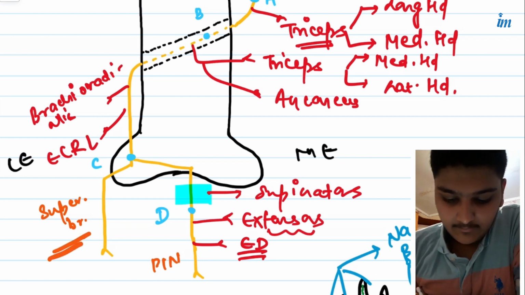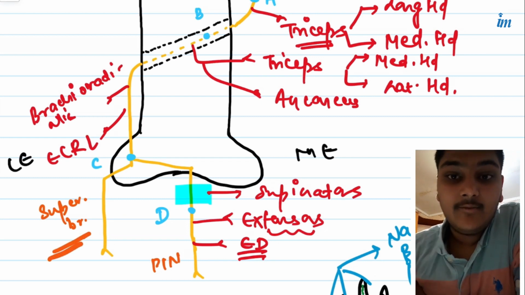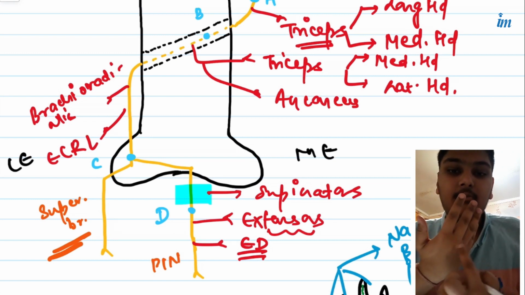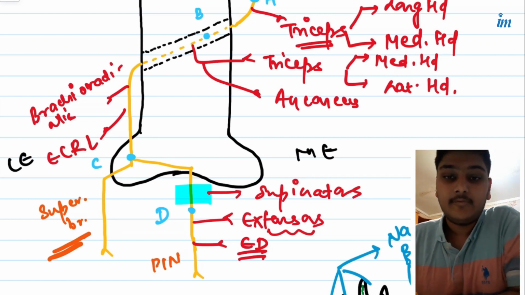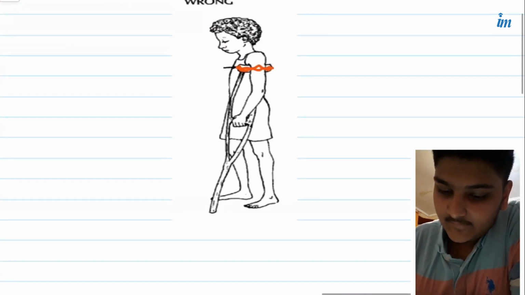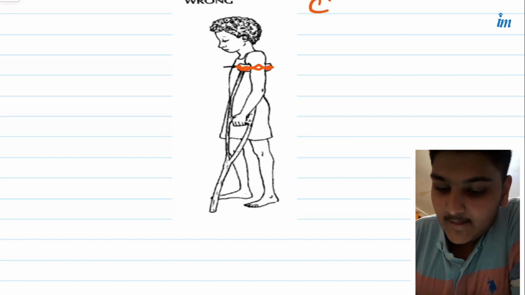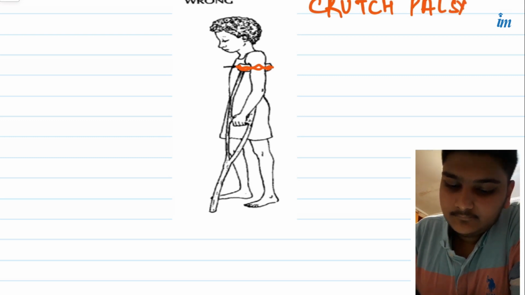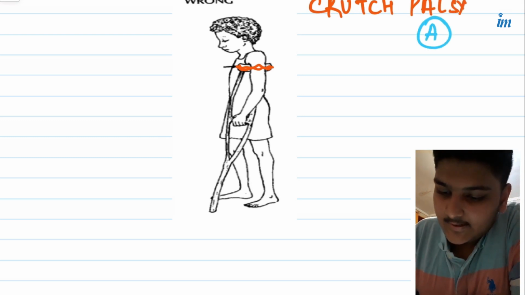Plus, since the superficial branch is also gone, there will be loss of sensation on the lateral 2.5 or 3.5 digits of the dorsum of the hand, except the nail beds. So this is known as crutch palsy. This is the A point, crutch palsy, that we marked as A.